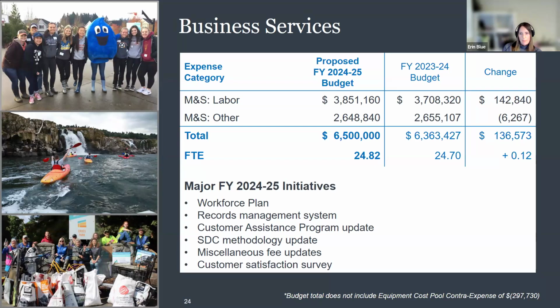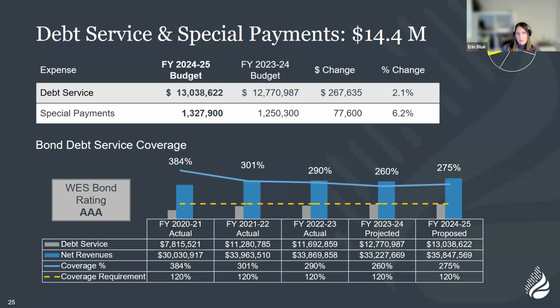Next slide, please. All right, so transitioning out of materials and services and into the other expenditure categories, all debt Wes incurs is for capital investments. So all debt is capital related, and the budget for debt service is just the principal and interest payments that are due on Wes's long-term debt.